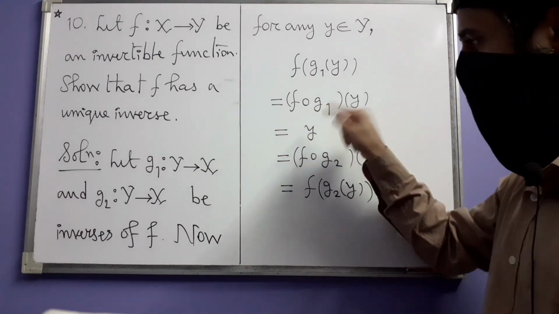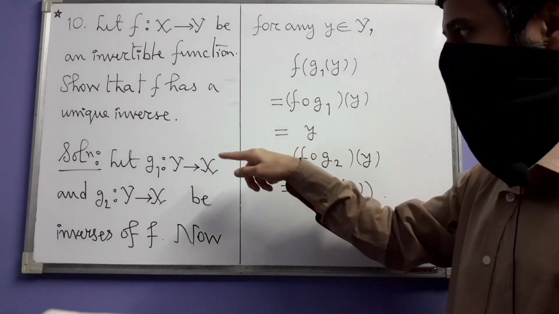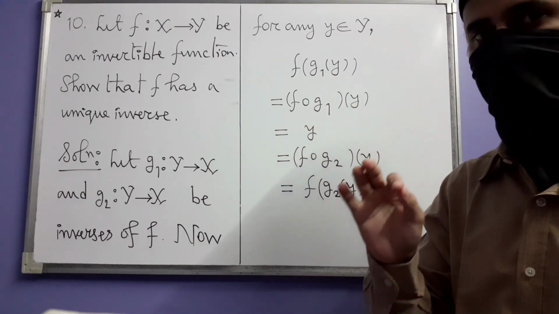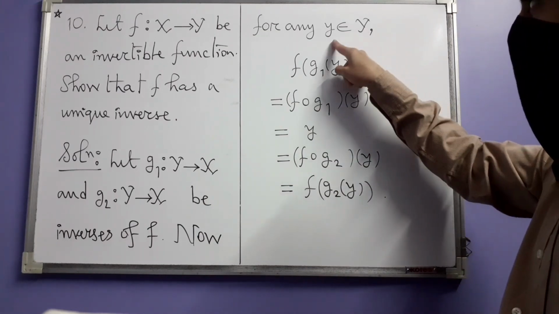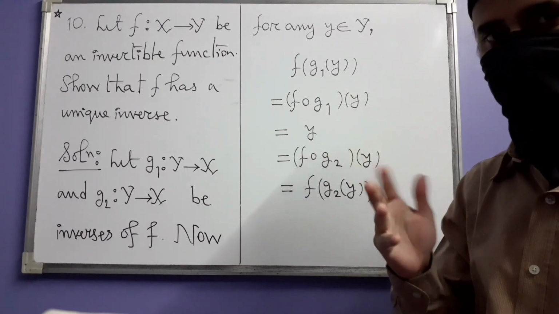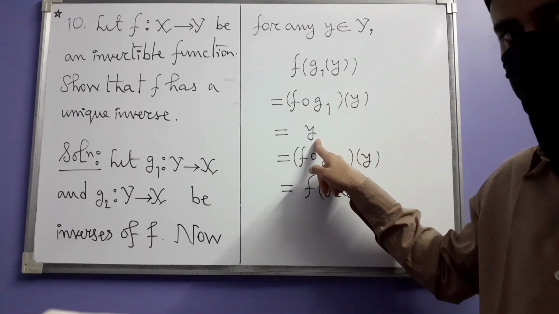This however is just y. Why? Because g1 is an inverse of f. So f composite g1 will be the identity function on the set Y. So if anything is coming from Y on which you apply f composite g1, nothing is going to change. That same element y will come as output.